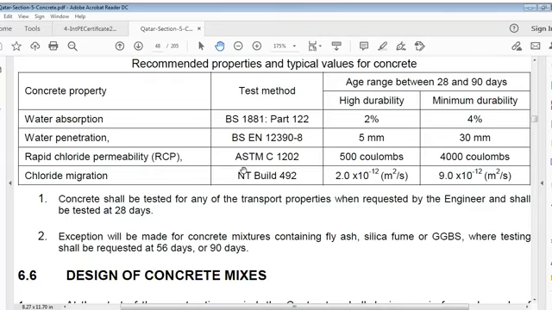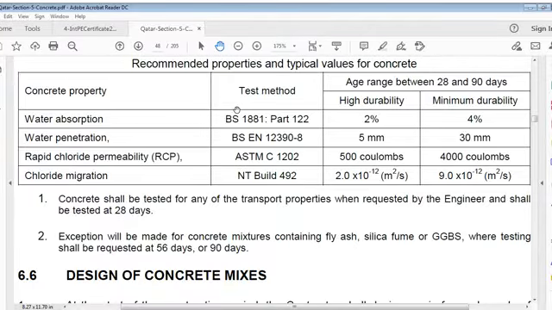Chloride migration, that is NT Build 492, that is 2.0 into 10 to the power minus 12 meters square per second. Chloride, quantity of chloride migration. The previous was a unit of coulombs, an electrical unit, and this is chloride migration, that is 2 into 10 to the power minus 12 meters square per second. In negative power, remember, it is not positive power. And for minimum durability, it is 9 into 10 to the power minus 12 meters square per second. That is about 4.5 times, and so it is less than that.